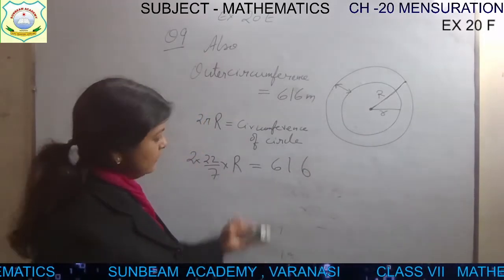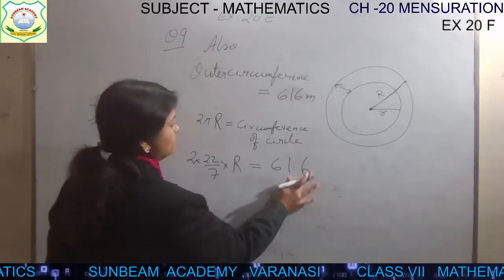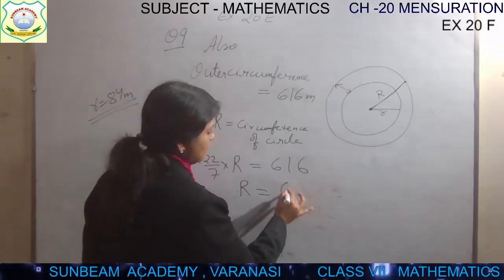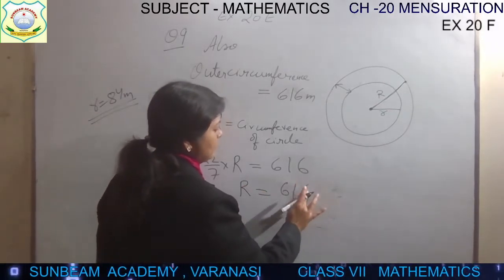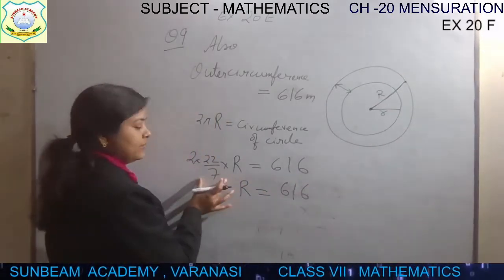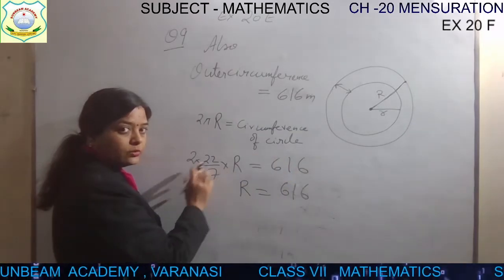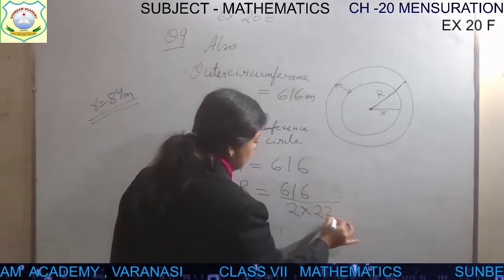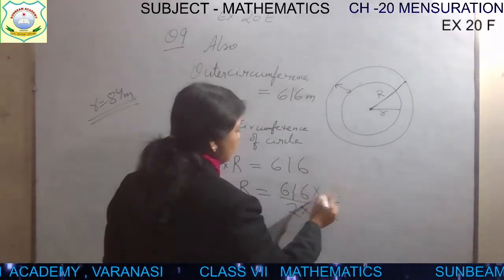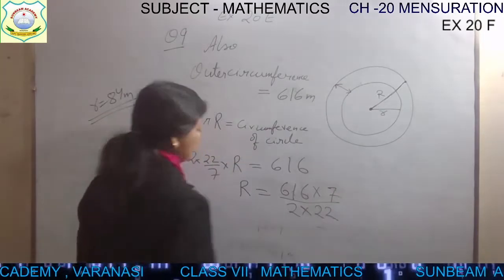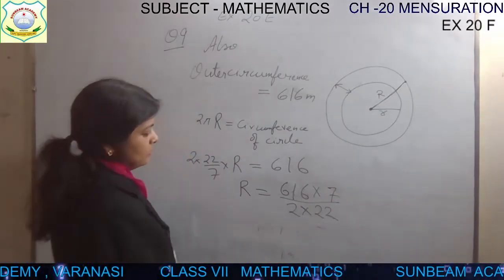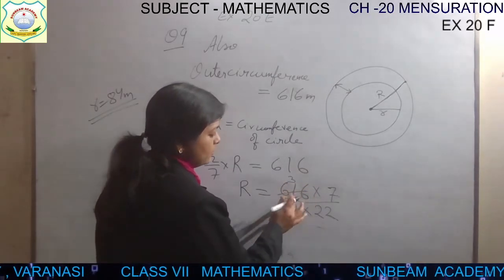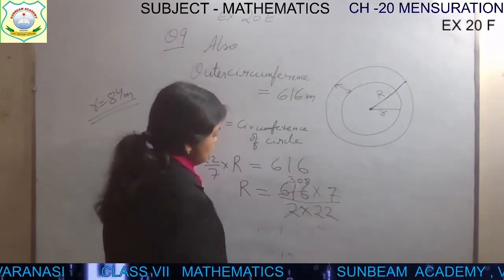So we can find the next one. Keep R on one side. 616 is already on this side. Now when these two transpose to the other side, 2 into 22 will come down, and this 7 will go up. Now solve it, children. 2 3 ja 6, then 0 is left, and 8 ja 16.